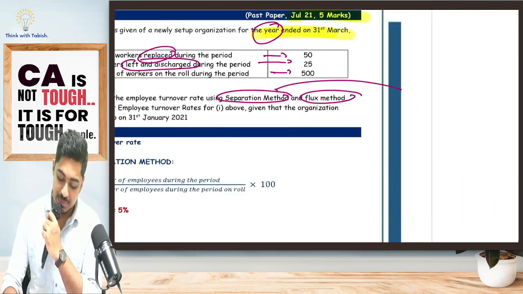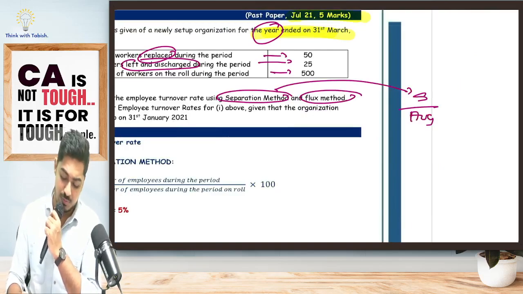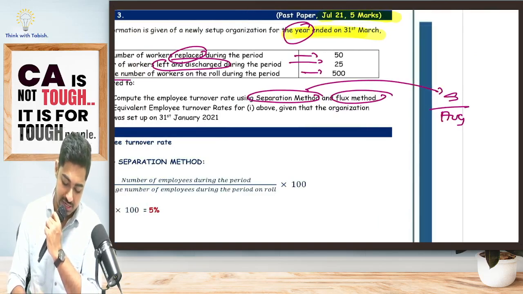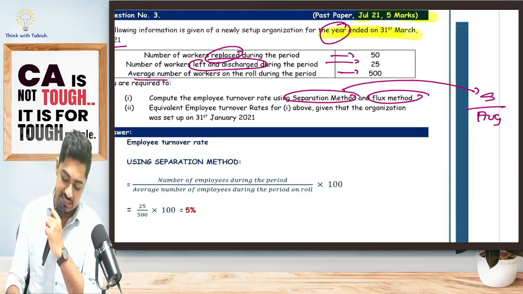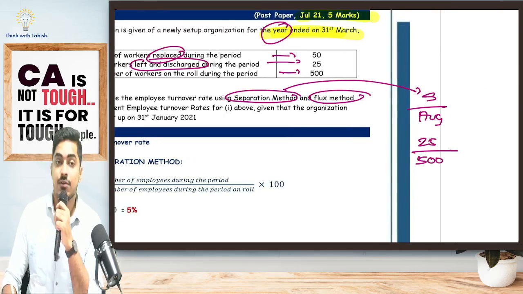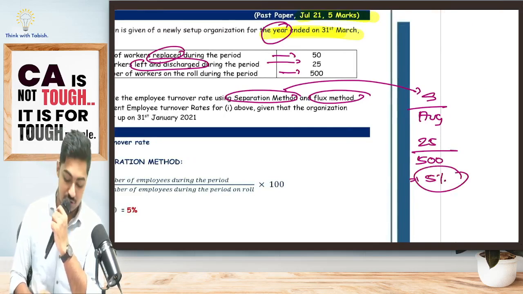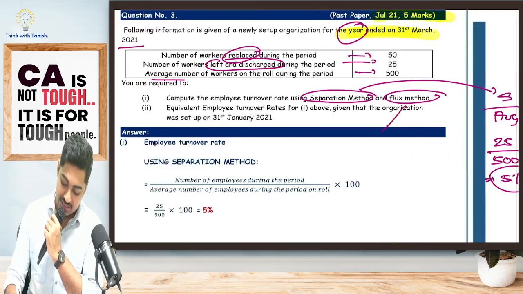Yes or no? Tell me separation method, what is formula? Separation divided by average number of employees. Tell me how many employees are separated. Separated, left and discharged, 25. Divided by average is 500. So how much percentage is it? 5%. Yes or no, everyone? Perfect.